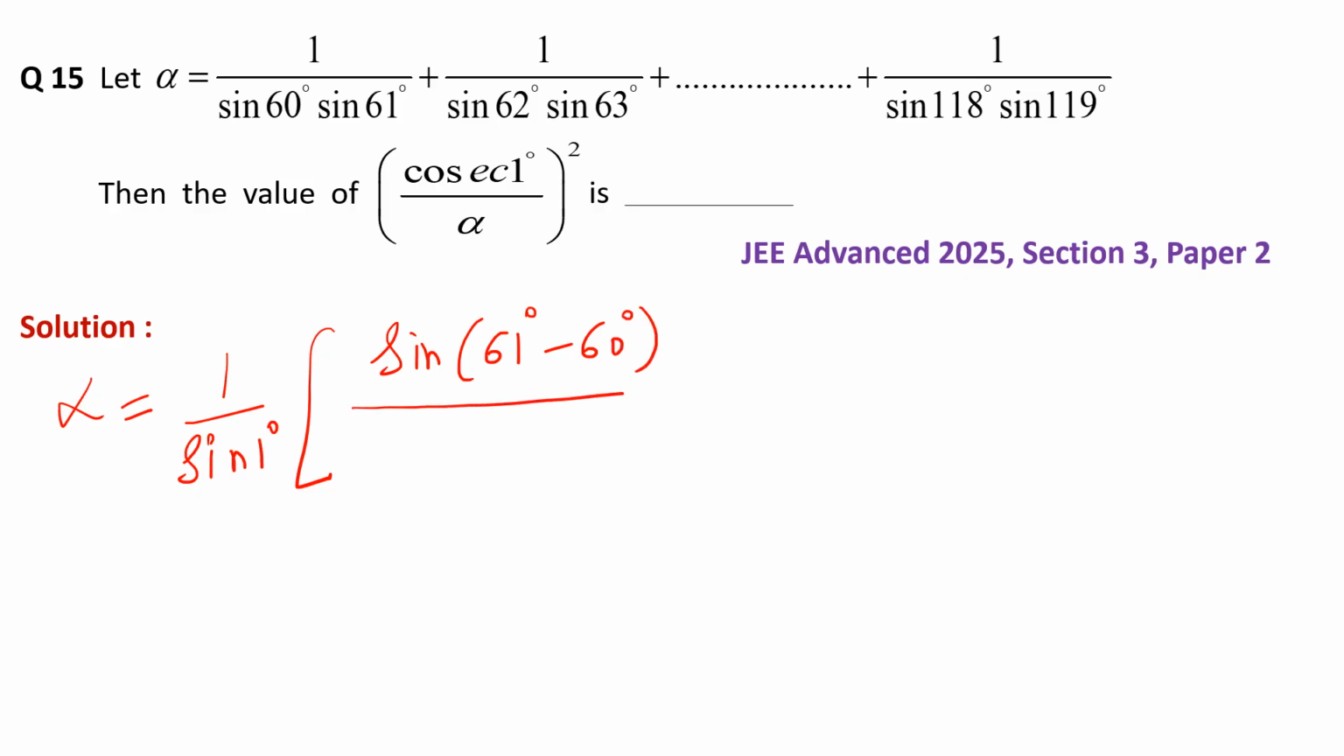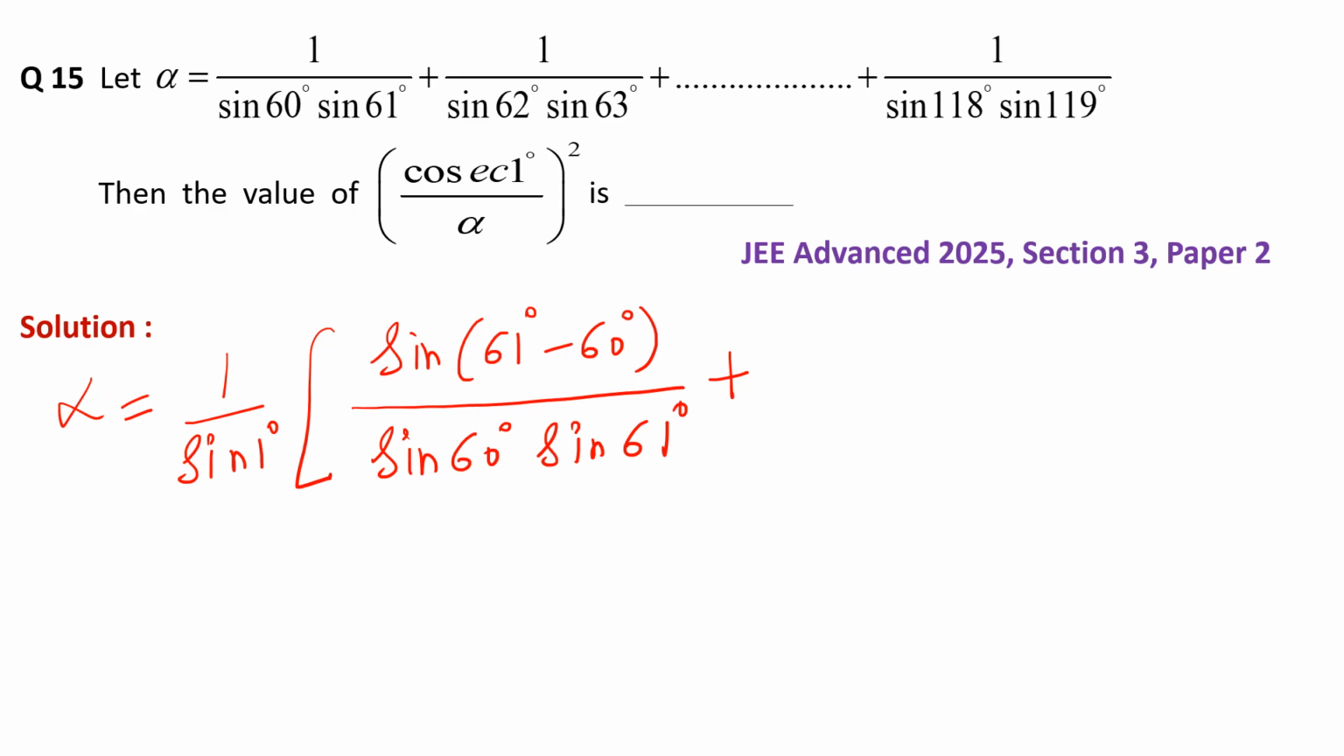Right? And in the denominator we have sine 60 degree into sine 61 degree. Now why am I doing this? Because when I use the identity of sine (A minus B), which is equal to sine A cos B minus cos A sine B, then you can clearly notice that we will be able to express this term as the difference of two terms, and we will be able to remove the product of two terms in the denominator. So it will eventually help us to find the sum of all these terms.